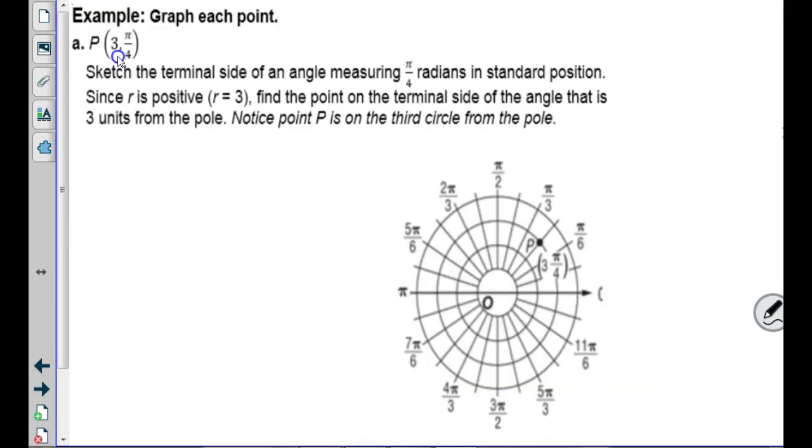So here's an example. It said graph (3, pi over 4), so they went around in the positive direction to pi over 4. Again, it wasn't labeled, but it's between pi over 6 and pi over 3. And then they went out. Be careful, this always messes with me, but you do have to count this circle right here as a radius of 1, then 2, then 3. So P was right out here, 3 units out on that radius.